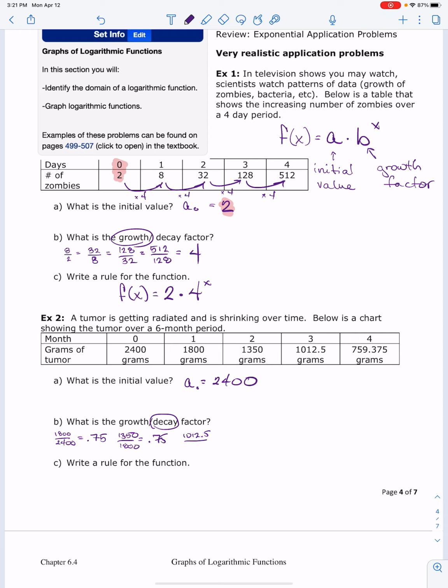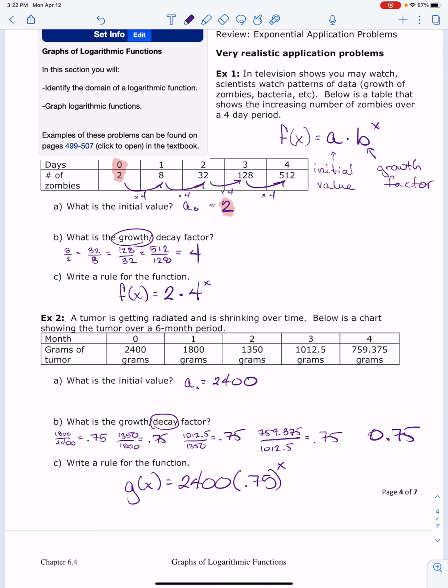1,012 and a half over 1,350, weird. And 759.375 divided by 1012.5. So my decay factor is 0.75. Our rule, and we're just going to call it g of x just so we're different from above. Our initial value is 2,400. Our rate of decay is 0.75 raised to the x power.